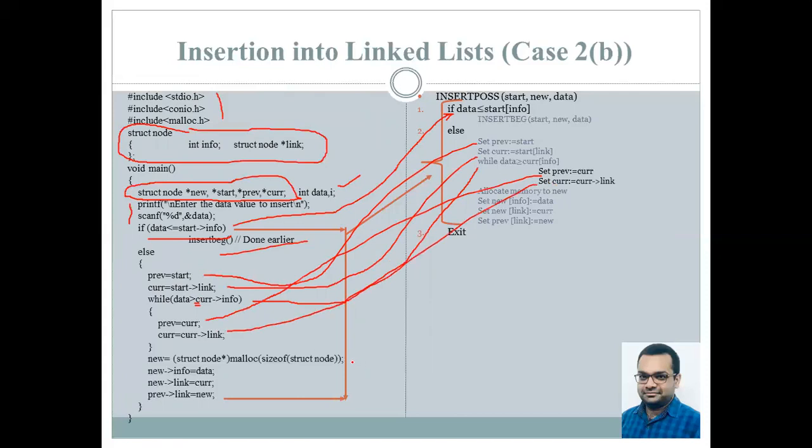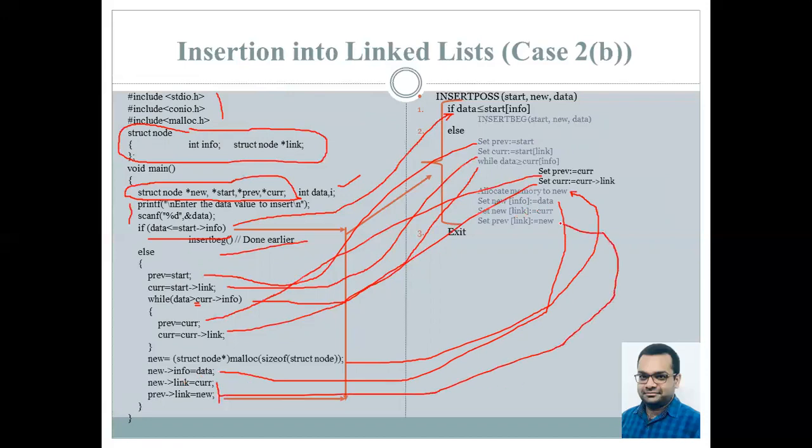When the control exits, we'll be allocating a new node, the memory, using the malloc function dynamically, and new's information part will get the value of the data. Similarly, new link and current's, these will be the pointer adjustments that are given over here in these last two statements. In this way, our new node is inserted at the specific location when the linked list is sorted.